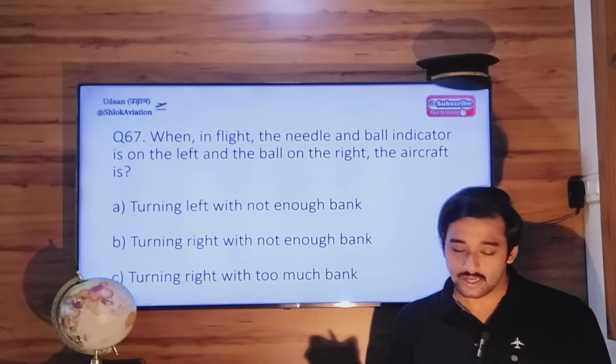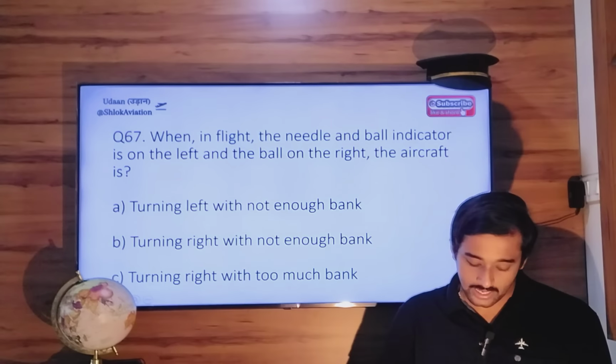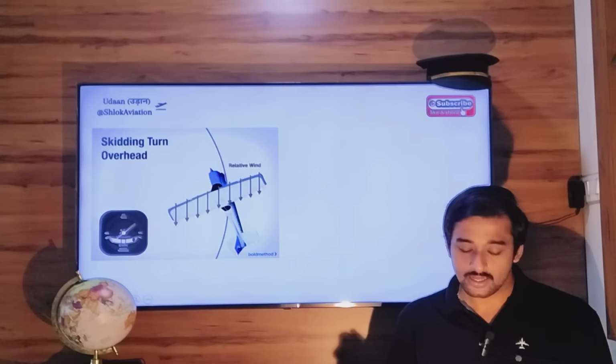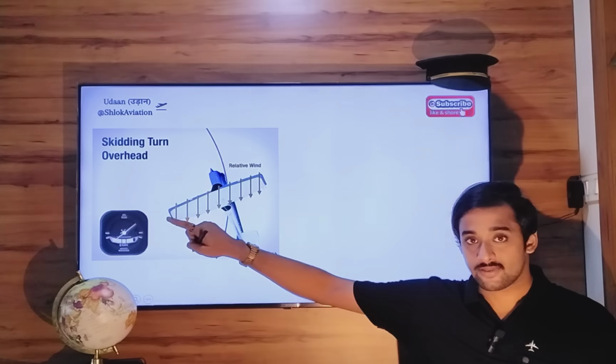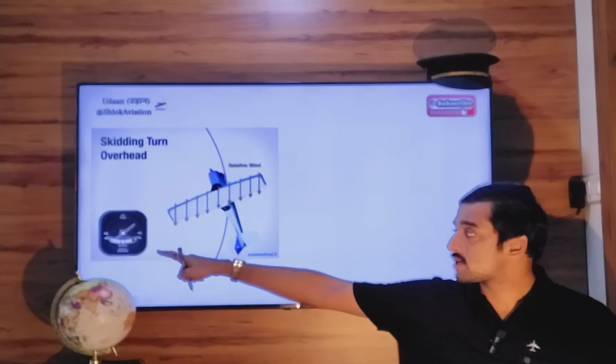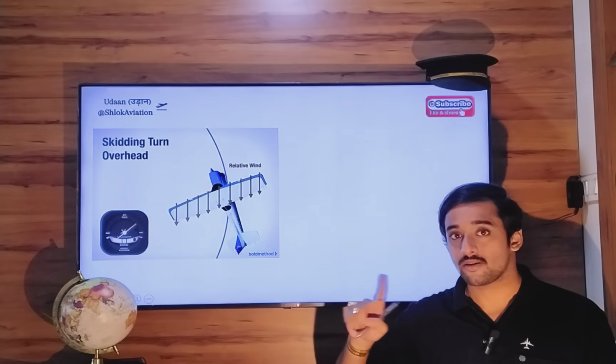When in flight, the needle and ball indicator is on the left and the ball is on the right. So you are flying in the air in the atmosphere. The aircraft has turned left hand side. The ball in the inclinometer has gone to the right hand side. So aircraft left, ball right.